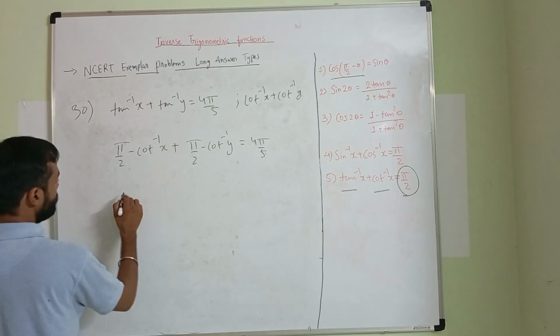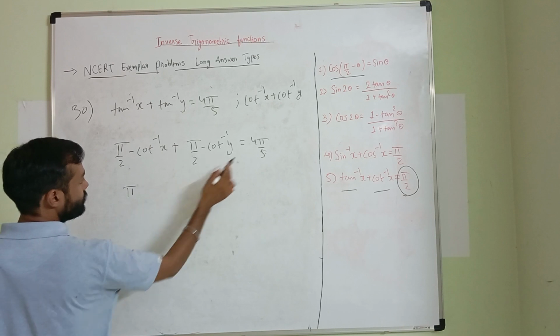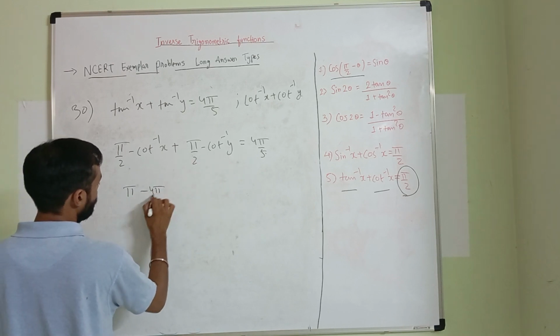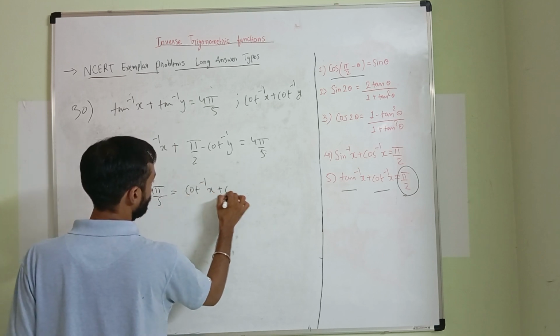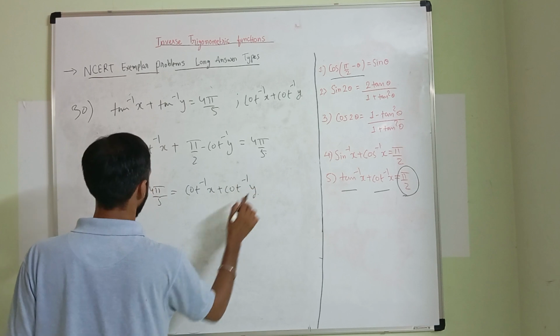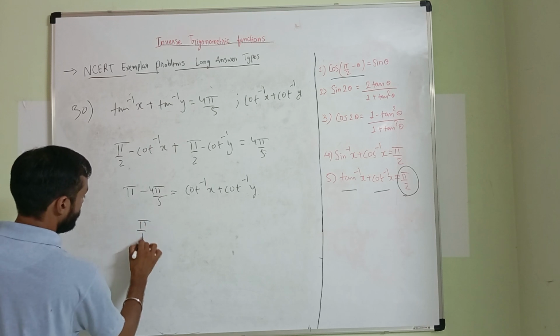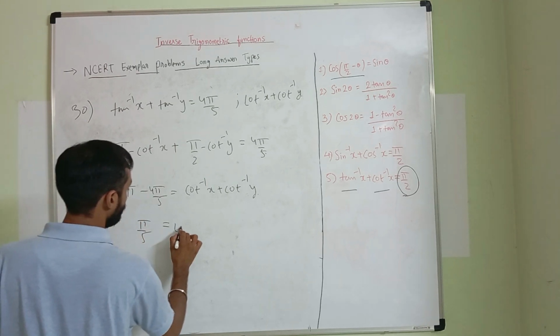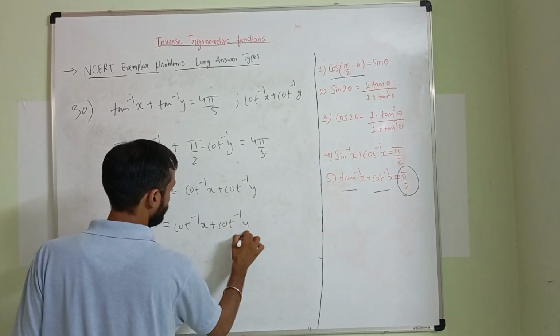So pi by 2 plus pi by 2 will be pi, and this minus 4 pi by 5 will be equal to cot inverse of x plus cot inverse of y. So it will be pi by 5 is equal to cot inverse of x plus cot inverse of y.